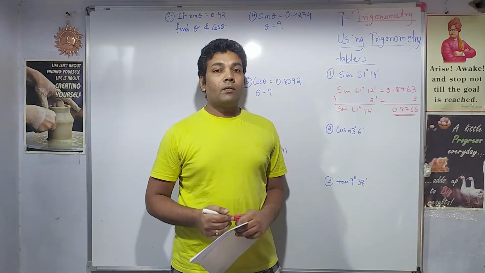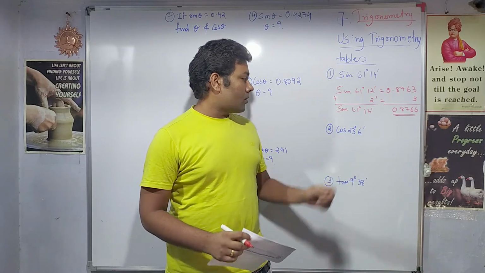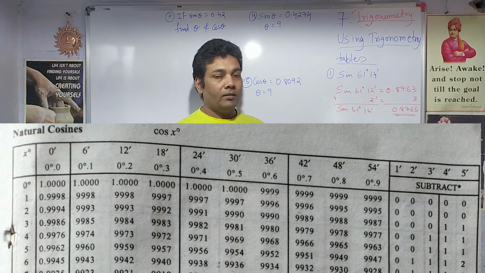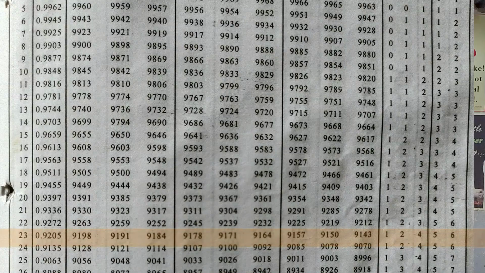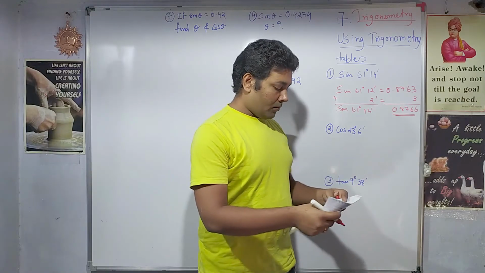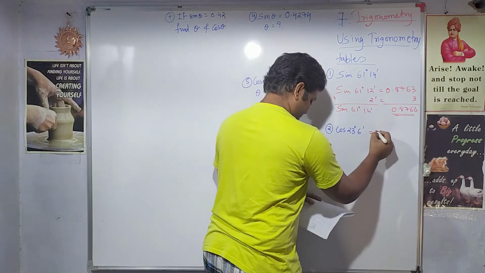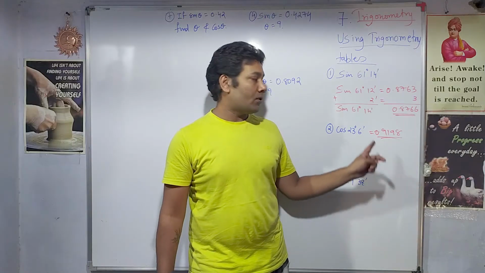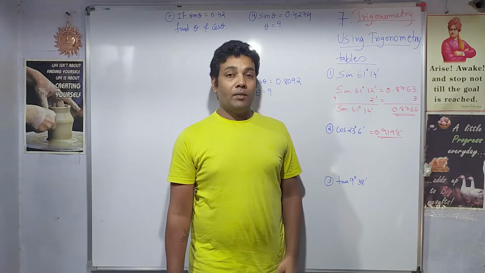Let us continue with our solving. Cos 23 degrees 6 minutes. If you go to the cos table, right, 23 degrees and then move on to the 6 minutes, what value you get? You will find 0.9198. So that is the answer. Here we don't have to do any addition or subtraction, as 6 minutes is directly available.